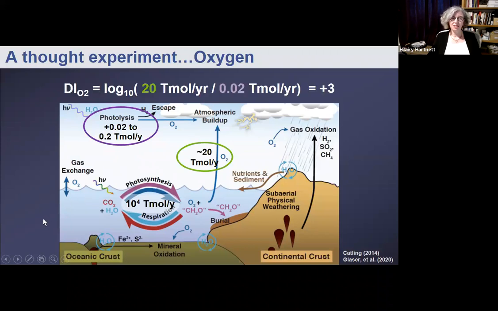If you calculate the detectability index for oxygen on Earth, that 20 teramoles divided by 0.02 teramoles yields a detectability index of 3. But what happens if you have a planet that is perfectly habitable, could be a water planet with a lot more water than Earth.